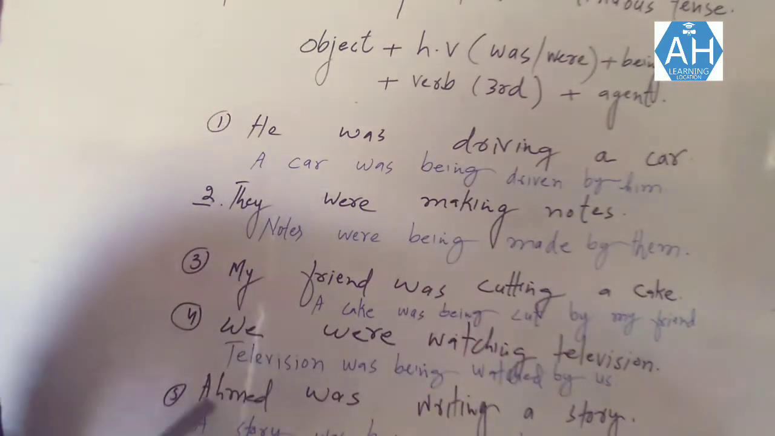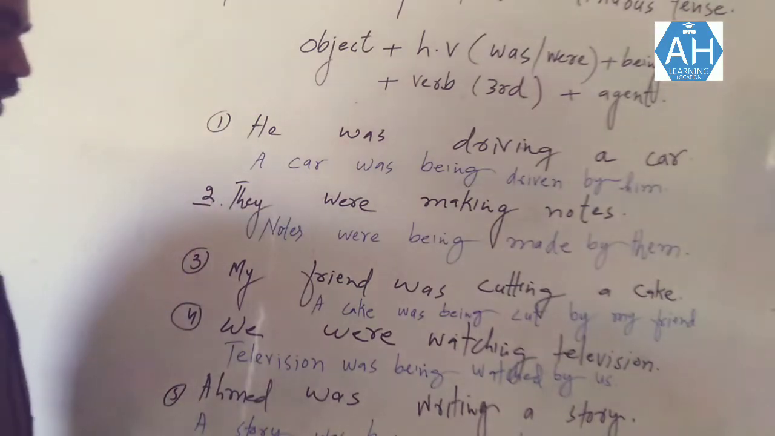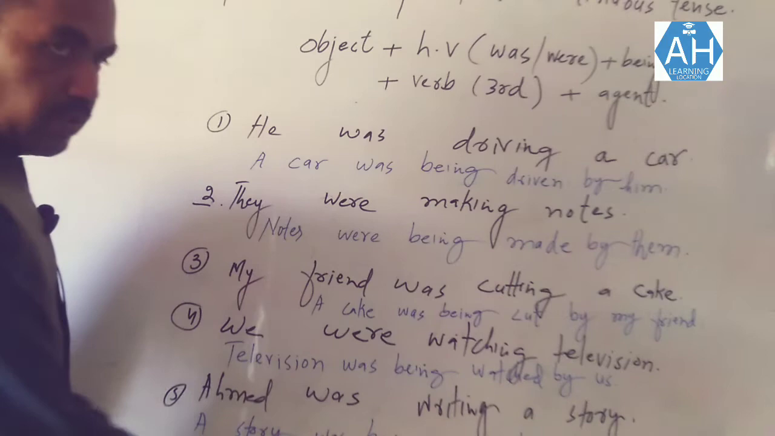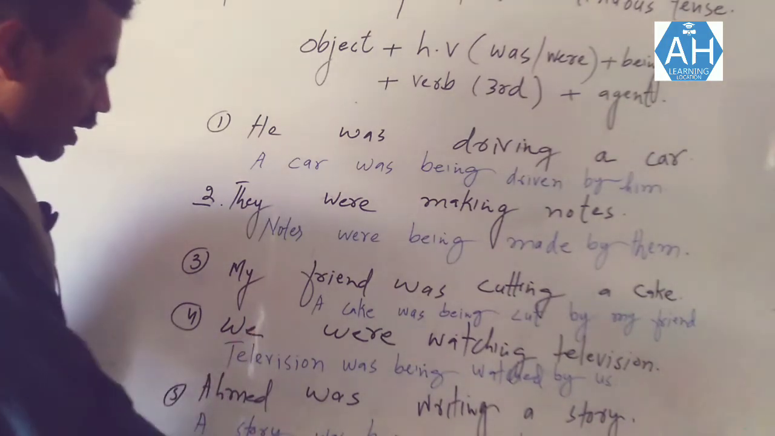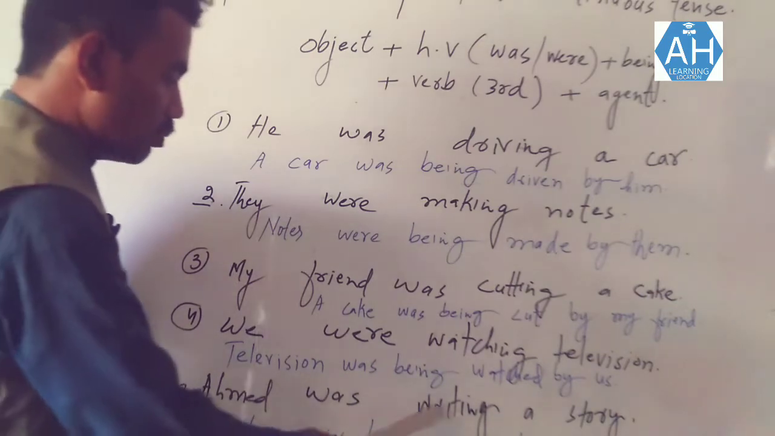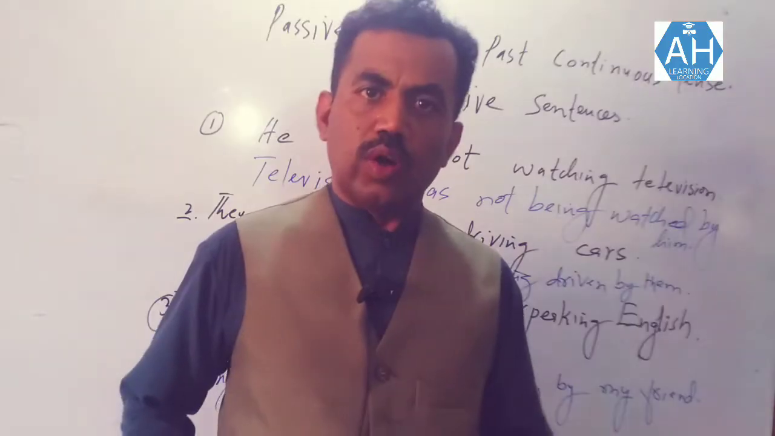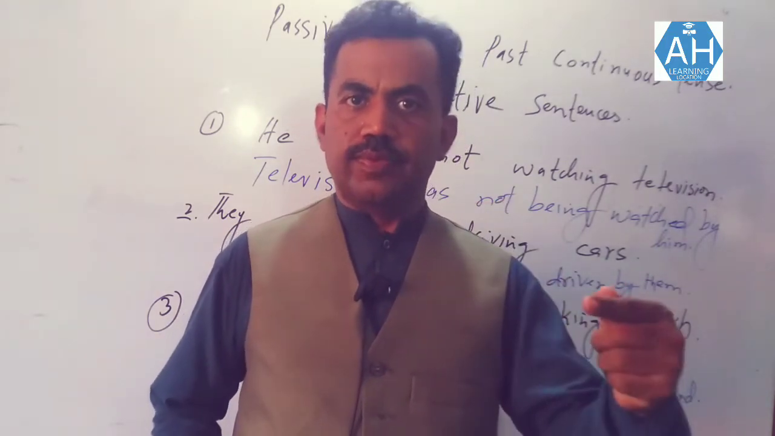Okay, 5th sentence. Ahmad was watching a story. Where is the object? A story. A story was. Why have I used was? Because a story is singular. So that's why I have used was here. A story was being written by Ahmad. Is it clear? Now we are going to change negative sentences into passive form.